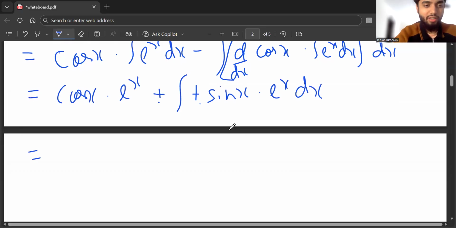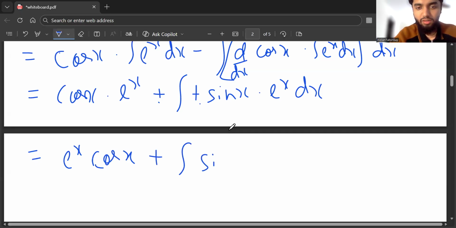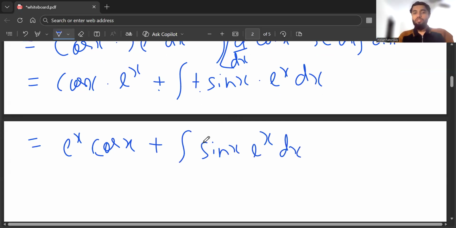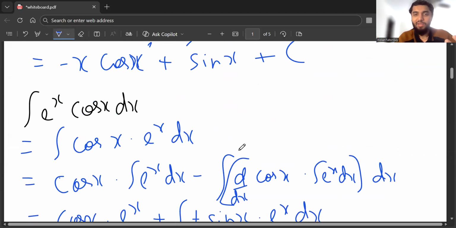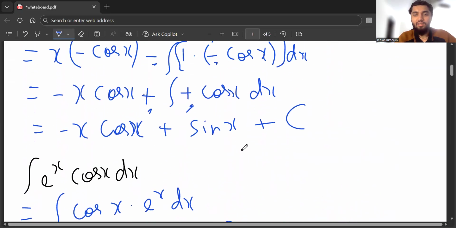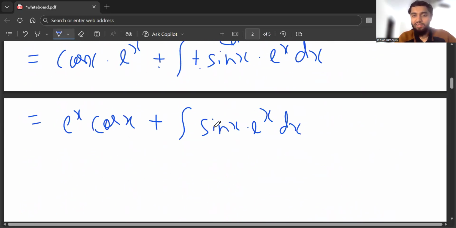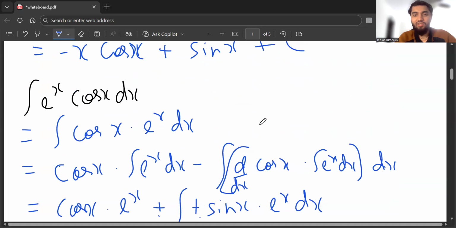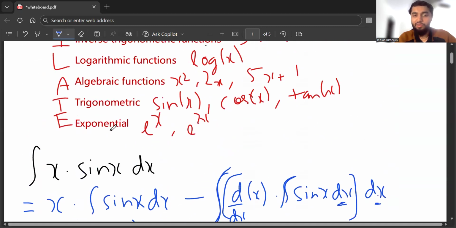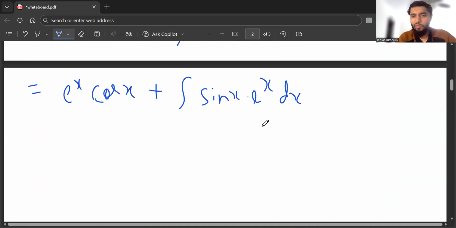And let me just write it down again. e to the x cosine of x plus integral sine of x e to the x dx. So this, if you notice, is another integration by parts because we're multiplying two different functions here. So we apply the same formula we had above. And the ILATE rule again: we have a trig function and an exponential function, and we want the trig function to be before the exponential function, which is what we have here. So we can just go ahead and apply the formula.